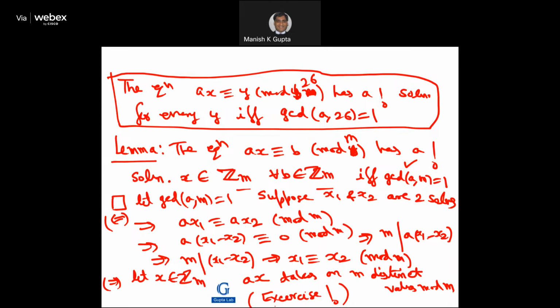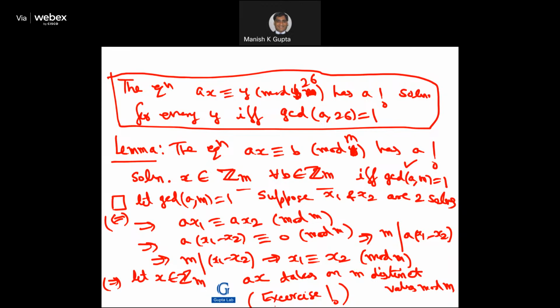Suppose there are two solutions, x1 and x2. Then AX1 is congruent to B mod M and AX2 is congruent to B mod M. That means AX1 is congruent to AX2 mod M, so A times (x1 minus x2) is congruent to 0 mod M. This implies that M will divide this quantity, provided GCD of A and M is 1, which is true anyway. That means x1 is congruent to x2 mod M. So this is a unique solution, no doubt about it.